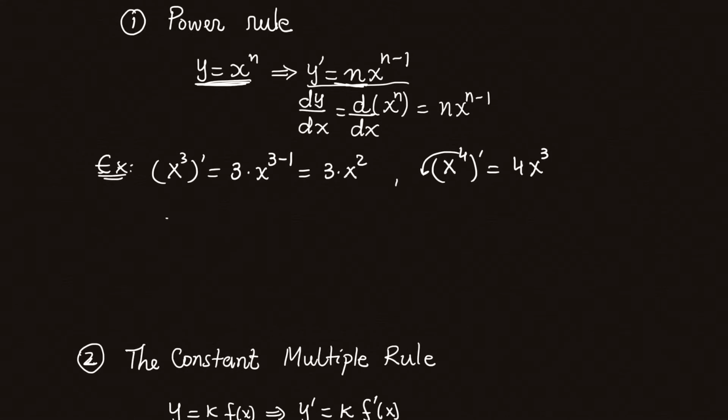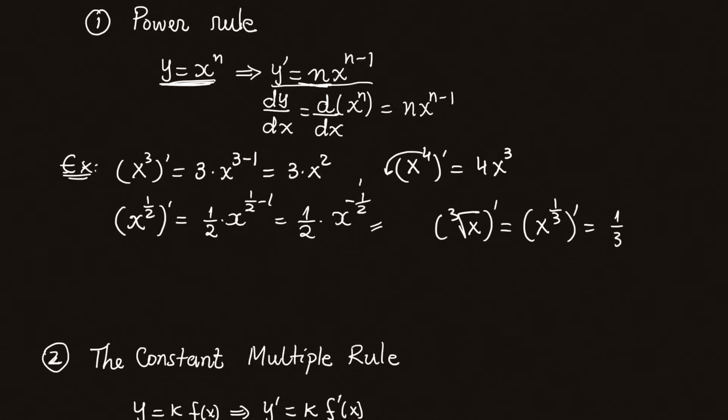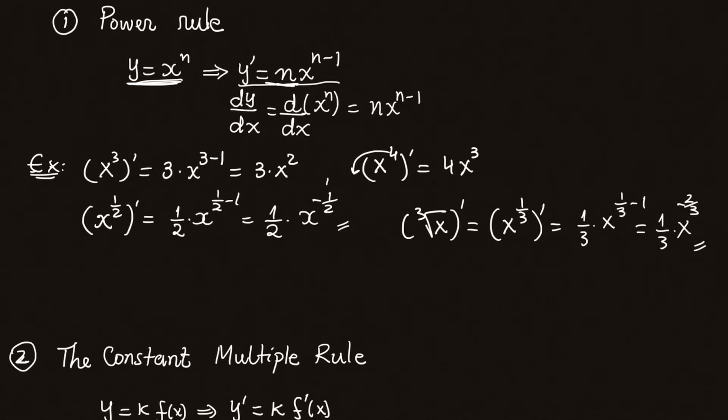So you have x to the power of 1 over 2, the derivative equals 1 over 2 times x to the 1 over 2 minus 1. So I have 1 over 2 times x to the minus 1 over 2. That's all. Another example. Let's see, the derivative of the cube root of x is the same as x to the 1 over 3 derivative. Then I have 1 over 3 times x to the 1 over 3 minus 1. I get 1 over 3 times x to the minus 2 over 3. So that's how you apply the power rule.